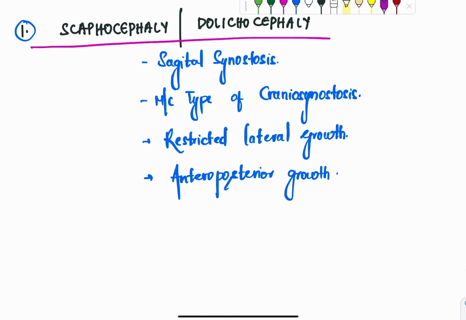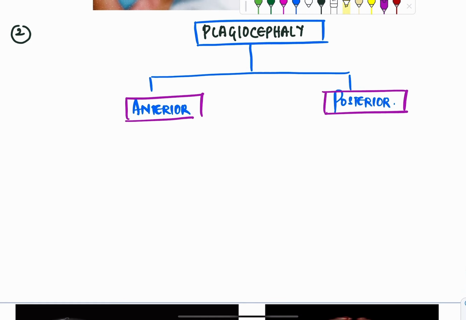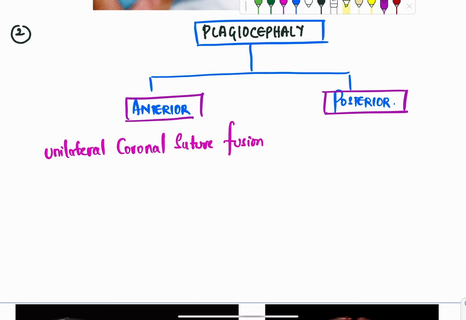Okay, so here let me put up this thing. Yeah, I'll show you the picture always, don't worry about that. So here there is unilateral coronal suture fusion. Okay, unilateral coronal suture fusion, and here there is unilateral lambdoid suture fusion. Unilateral coronal suture fusion and unilateral lambdoid suture fusion, right?